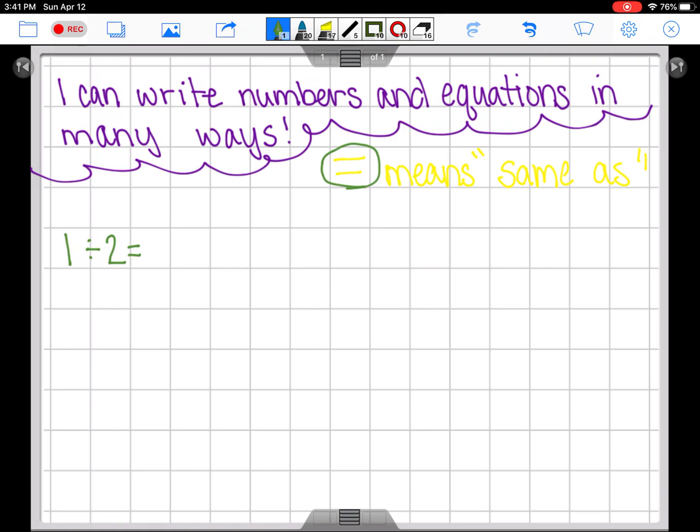So the first thing I want us to look at, I've got this question here, 1 divided by 2. I don't want us to solve this right now. What I want us to do is write this as a fraction. So think about that. We know that fractions and division are the same thing, just written in a different way. Go ahead and try to write this down as a fraction. I'm going to give about 10 seconds.